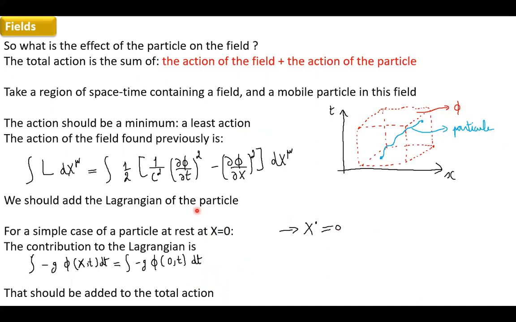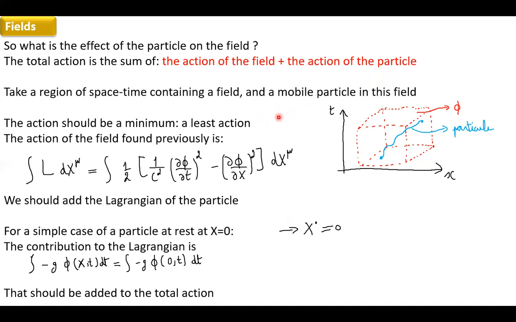Okay, so now let's find the effect of the particle on the field, because we already know the effect of the field on the particle. Now we need to see the effect of the particle on the field. So you know that the total action is the sum of two actions, the action of the field on the particle plus the action of the particle on the field. So the total action is the sum of both actions.